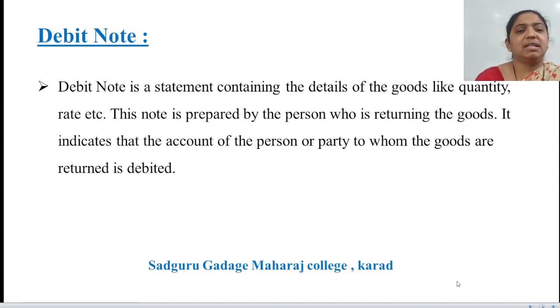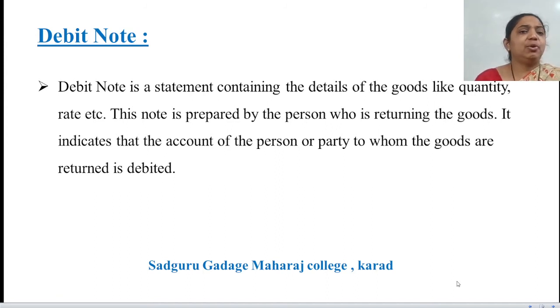Afterward, the next is debit note. What do you mean by a debit note? A debit note is a statement containing the details of the goods like quantity, rate, etc. This note is prepared by the person who is returning the goods. It indicates that the account of the person or party to whom the goods are returned is debited.